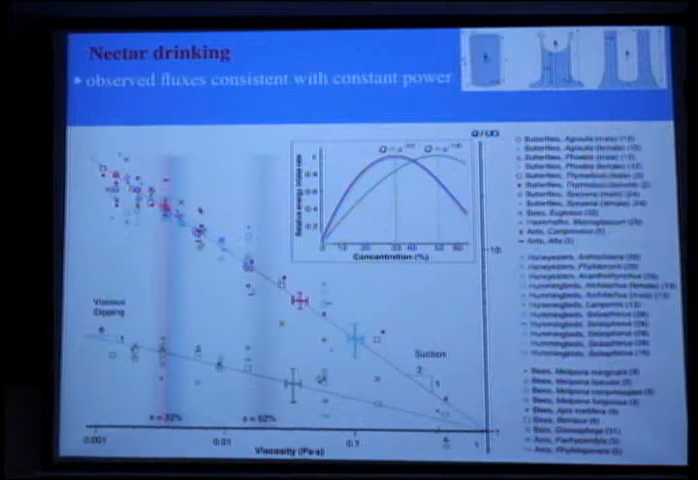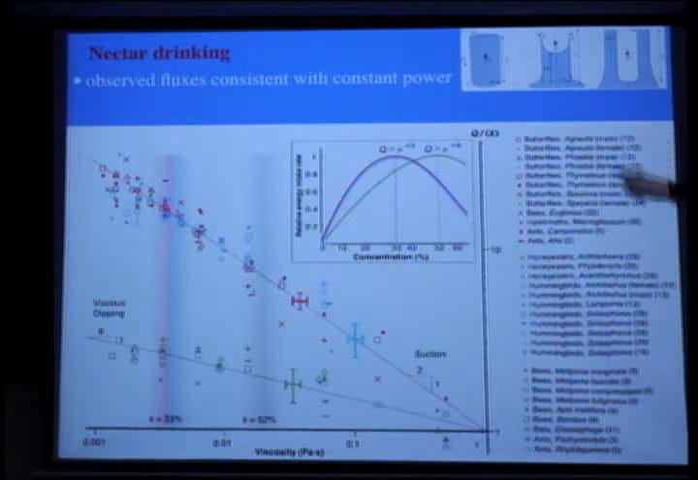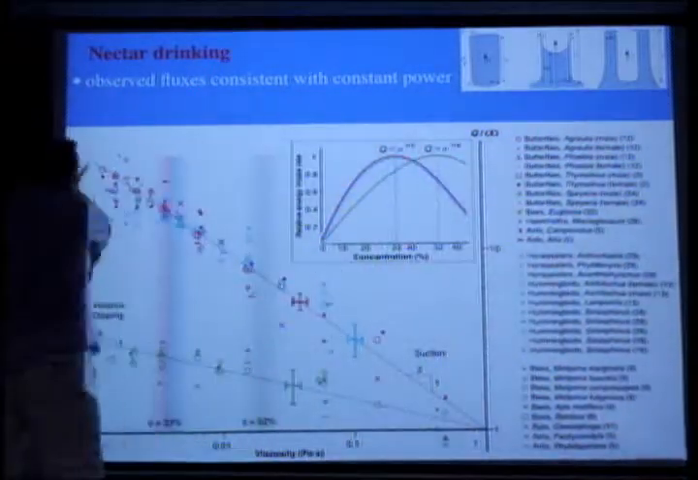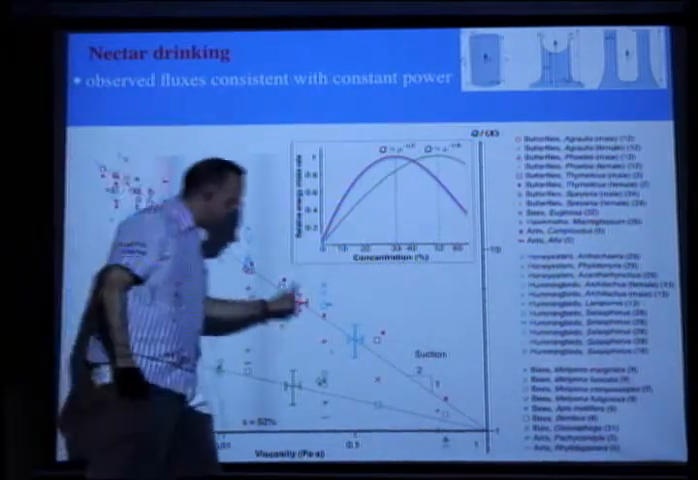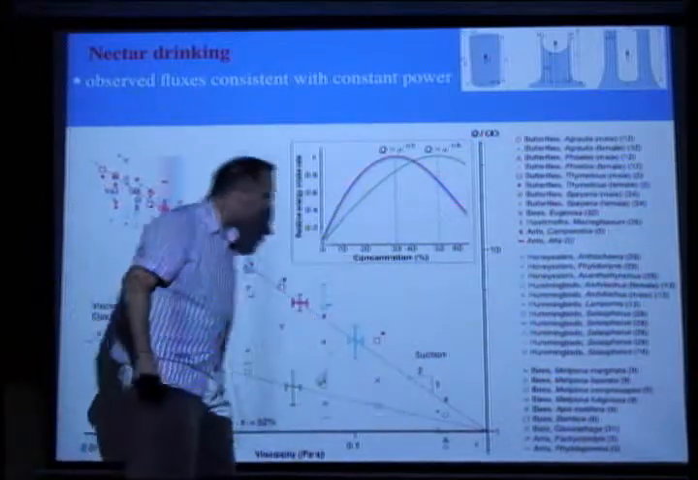So that actually allows us to rationalize all of the viscous dipping data. This is data from all of the creatures reported in the literature. You can see there are many of them, and they all fall along these lines. The ones that use active suction or capillary suction are along here. The ones that use viscous dipping along here. Okay?